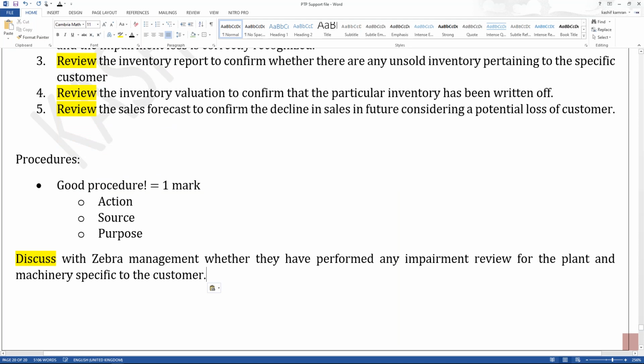First one, my own procedure. Let's critically appraise my own procedure. Discuss with zebra management. What is discuss? Discuss is the action. Clear?